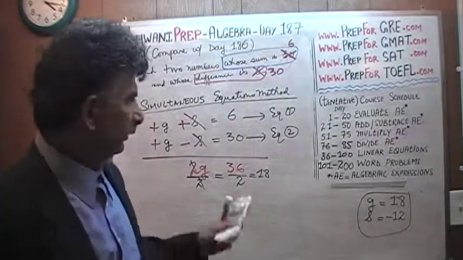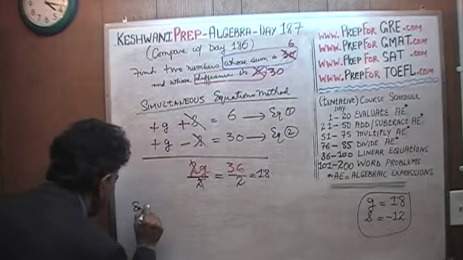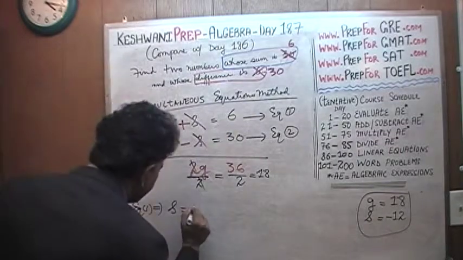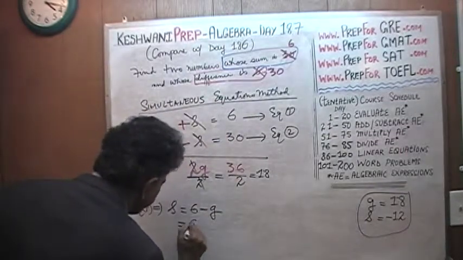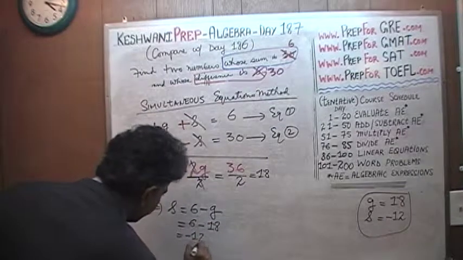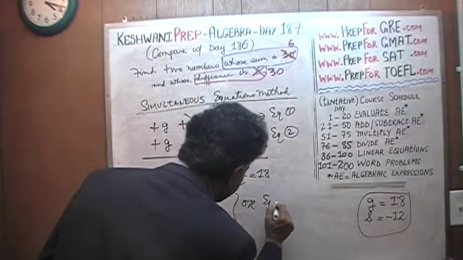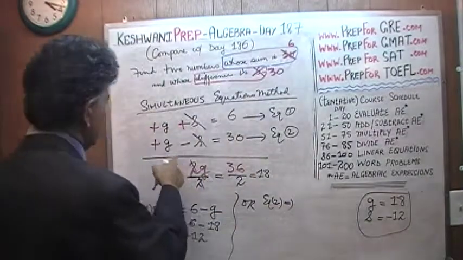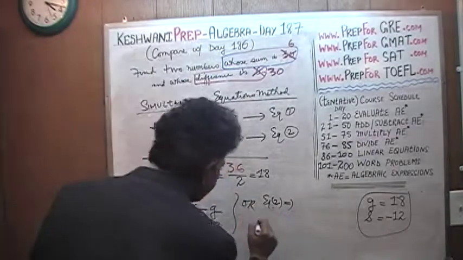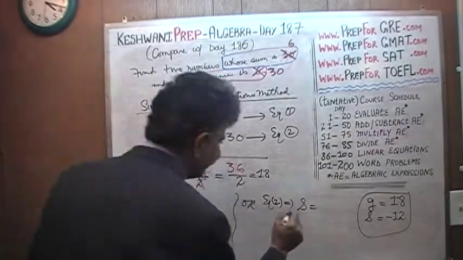Now to solve for s, we can use either the first equation or the second equation. The first equation, equation number 1, implies that s should equal 6 minus g, which is 6 minus 18. 6 minus 18 is negative 12. Or we could have used the second equation. Equation number 2 implies that s equals, this is a negative s, bring it to the other side, it becomes positive. So s equals g, and then bring 30 to this side, g minus 30.